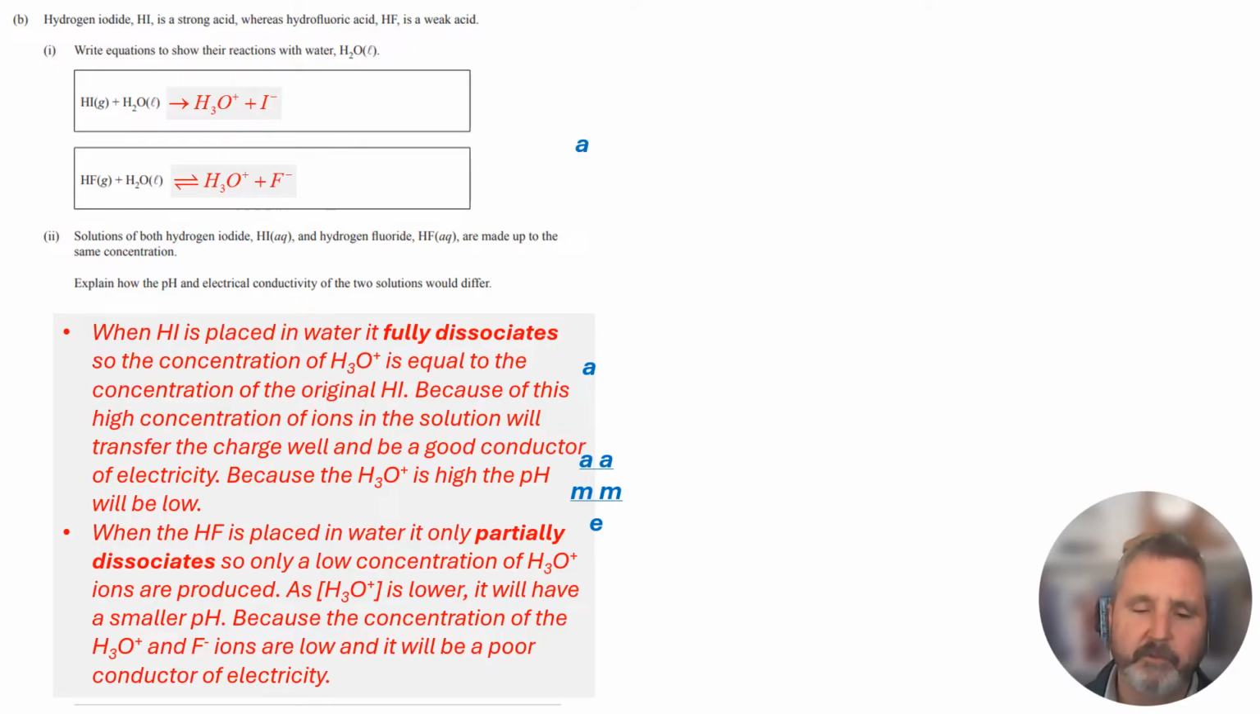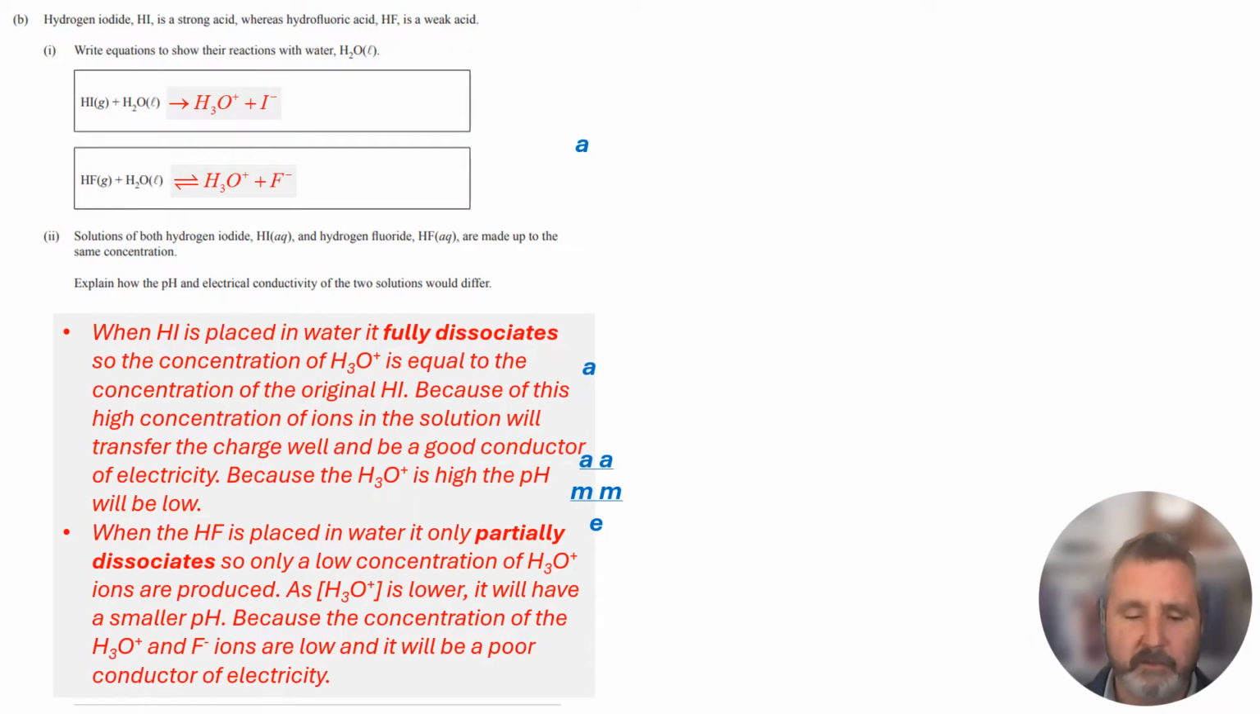And the second paragraph is hydrogen fluoride partially dissociates, low concentration. Now remember, when this partially dissociates, when the dynamic equilibrium is set up, there's maybe 1,000 times more reactants than there is products. So we're going to expect a pH of about 3 or 4, as the concentration of H3O+ (remember you can use the square bracket around an ion, and around anything, that means concentration of) is lower, it will have a smaller pH. But also because there's a low concentration of these ions, it will not conduct electricity well.